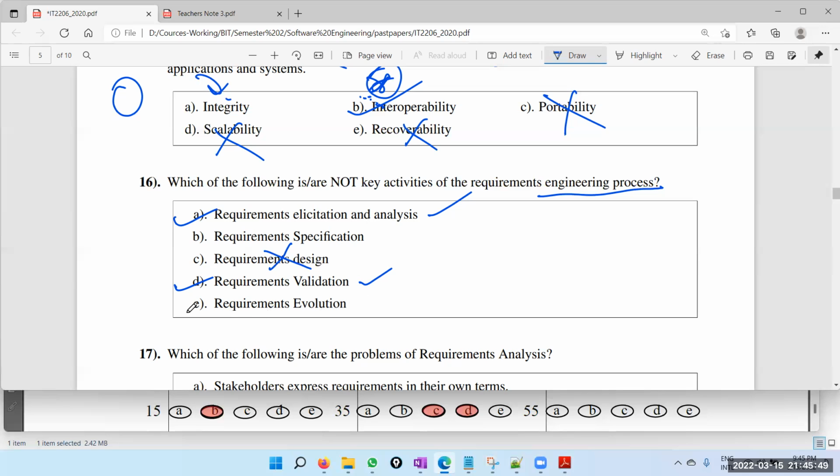But examiner might take E. Okay? Examiner might take E, but I will go for A and D. Not අහන්නේ නේ. Not key activities. Key කියලා තියෙනවා. Key activities. I will go for B, C, and E. E is the debatable guy. Okay? 16. I will go for B, C, and E.